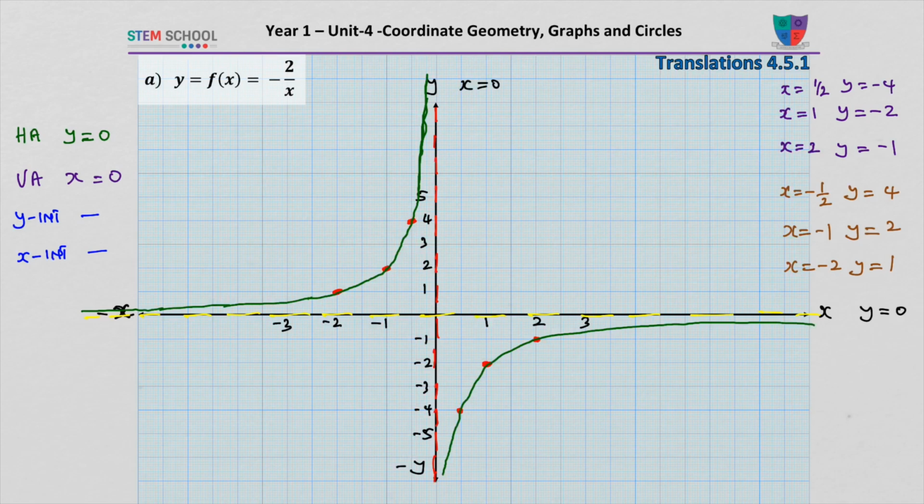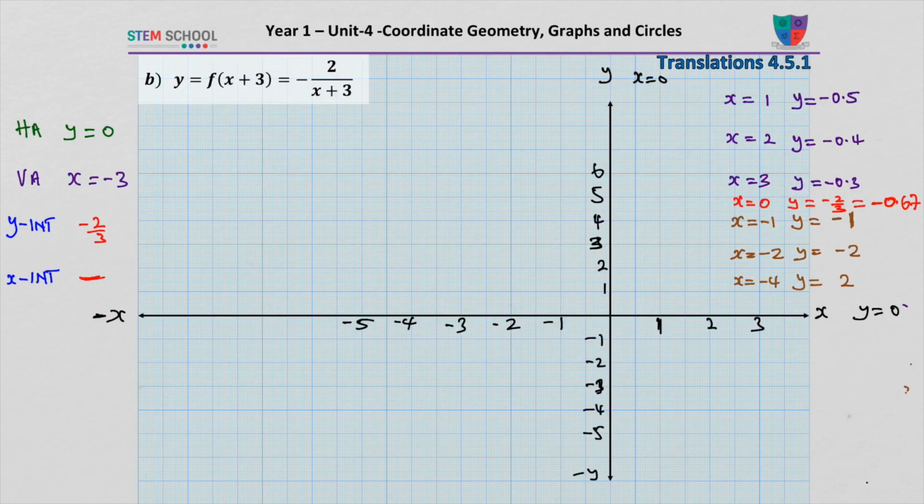Now to sketch the curve here. We found that the horizontal asymptote is y equal to 0 and the vertical asymptote is x equals minus 3. So let's do the vertical asymptote, x equals minus 3. So you just come here and do a vertical line. That's x equals minus 3.